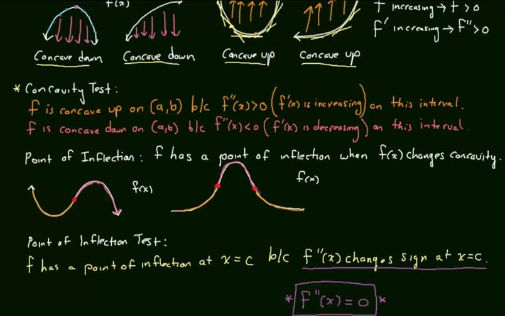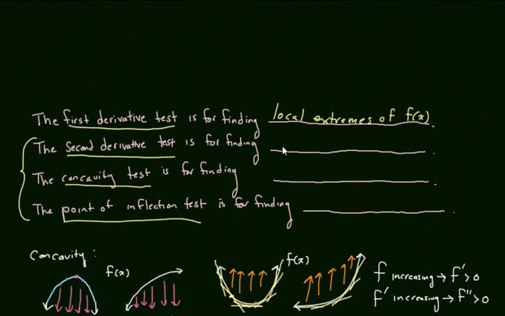Now, if we scroll back up to the top, the concavity test is for finding intervals of concavity. And the point of inflection test is for finding, you guessed it, points of inflection of f of x.